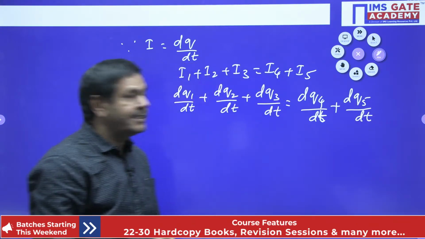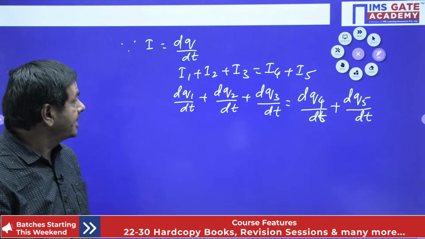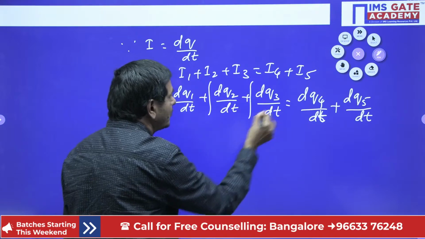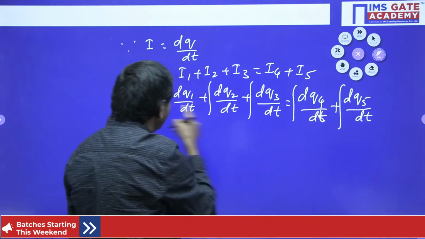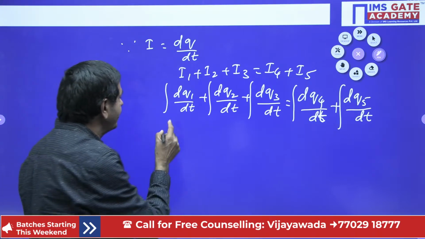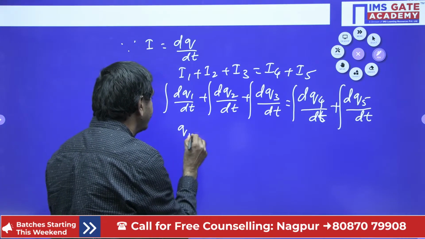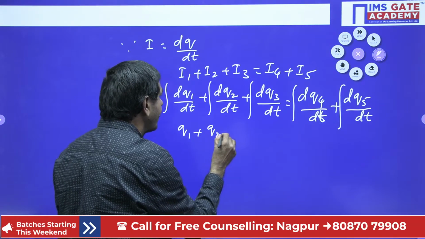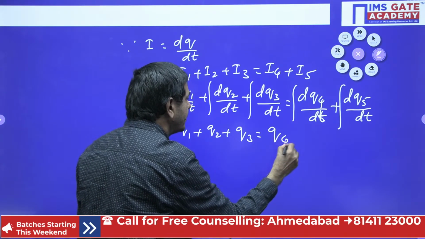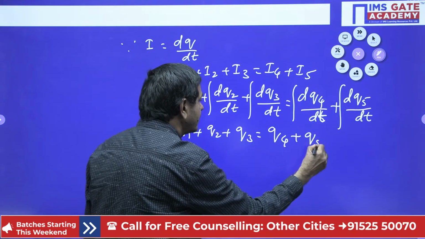But I wish to apply integration on both sides. Whenever the integration is applied, what is going to happen, you ask now? I applied integration on both sides. The integration and differentiation cancel. Finally, what is still left? q1 plus q2 plus q3 equal to q4 plus q5 only is possible.